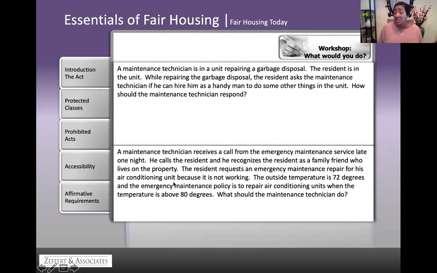Well, the maintenance technician, we said here, receives a call from a resident he recognizes as a family friend. He does not want to put himself or his employer in a discrimination situation because this person is very near and dear to him. The policy and procedure at the company says that if the temperature in the unit goes above 80 degrees, then we need to look at it as an emergency issue. However, the temperature outside is only 72.